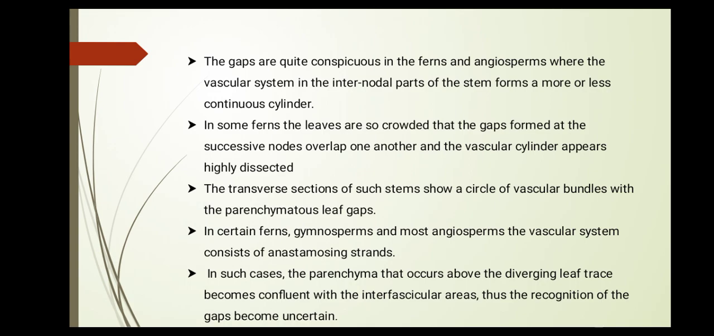The transverse sections of such stems show a circle of vascular bundles with the parenchymatous leaf gaps. In certain ferns, gymnosperms and most angiosperms, the vascular system consists of an eustele of strands. In such cases, the parenchyma that occurs above the diverging leaf trace can be confused with the interfascicular areas. Thus, the recognition of a gap becomes uncertain.